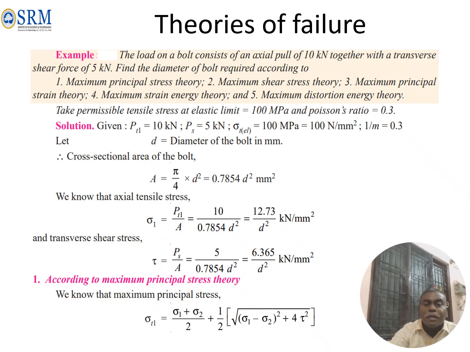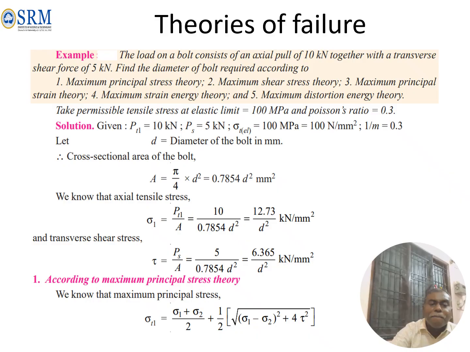So in the first problem, the bolt problem, two loads are given: an axial pull and a transverse shear force. With the help of these loads, you have to find the diameter of the bolt as per the five theories. Here the cross section of the bolt, A, equals pi by 4 d squared, in terms of the diameter. You have to find the axial tensile stress, sigma 1, equal to Pt by A.